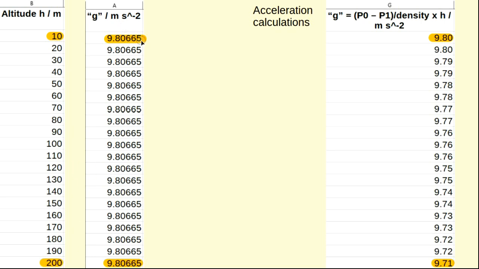g from the standard value as given by Wikipedia of 9.80665, same value, meters per second squared. My acceleration calculations based on pressure divided by density times the distance, in units of meters per second squared. Oh look, 9.8, 9.71. So decreasing as you're going up with height. There you go. So it's not only the right order of magnitude and pretty bang on, it shows a change in g, in little g.